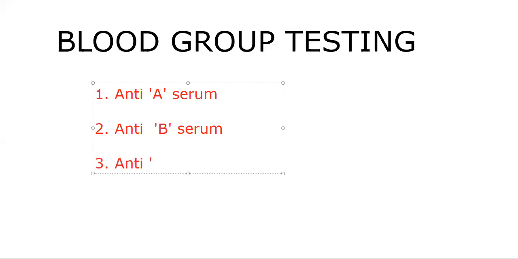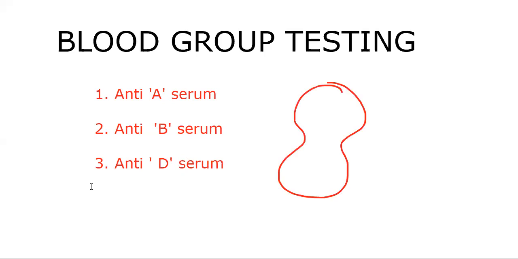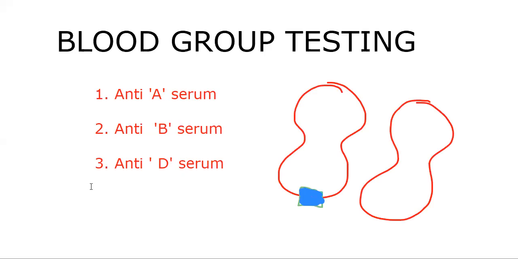Now we need to introduce another factor, the RH factor. Before we continue, we need to introduce the RH factor. What is the RH factor? On the surface of RBC, a particular factor is present, which was identified for the first time in the rhesus monkey. That's why, after the name of the rhesus monkey, we call it the RH factor.